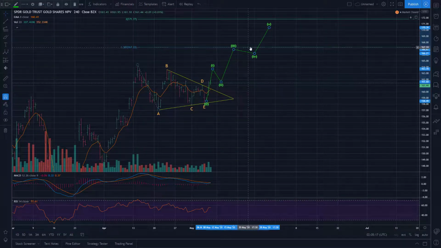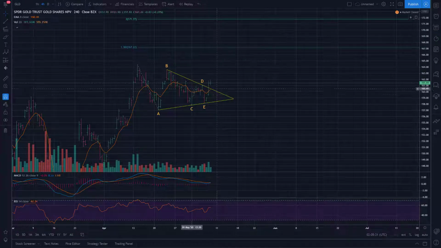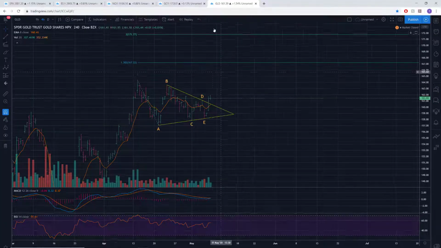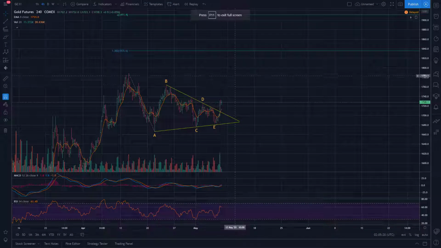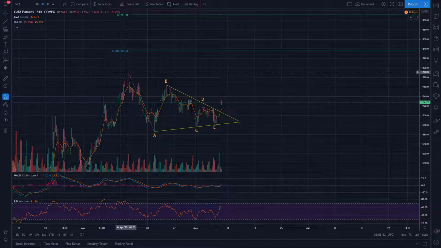5-wave sequence, trending sequence. Okay, so that's what I wanted to show there on GLD. Simple trade setup, nice contracting triangle. Now, just to look at it on the gold futures, essentially the exact same setup. This is a contracting triangle by the looks of it.